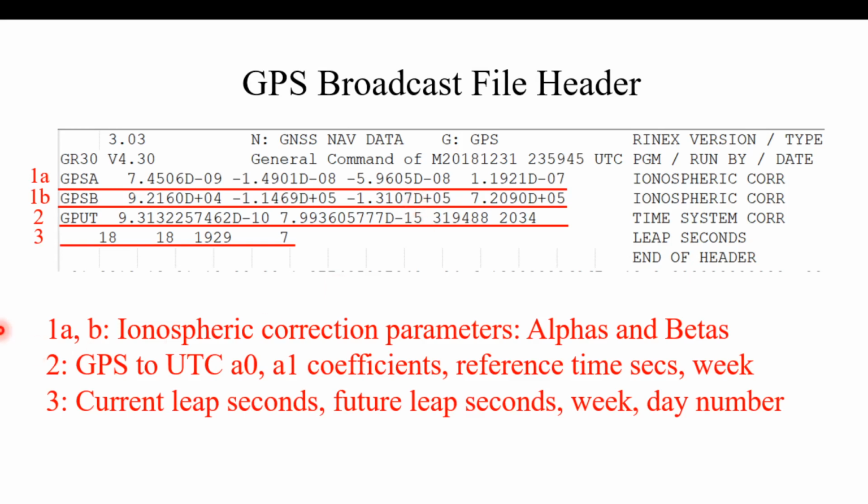In the second line, you see the correction from the GPS system time to the universal time coordinated. And in the third line, you see the leap seconds. We don't want to go into the details. If you would like to have extra information, please refer to the RINEX document available in the repository of this week.